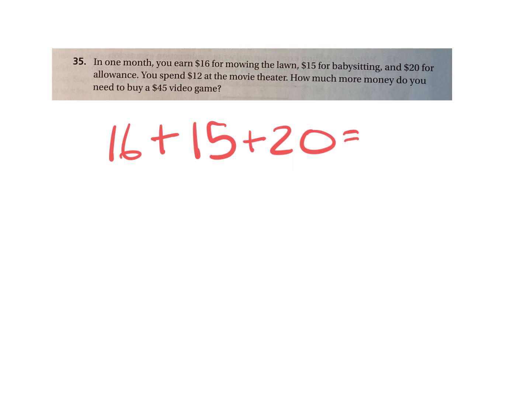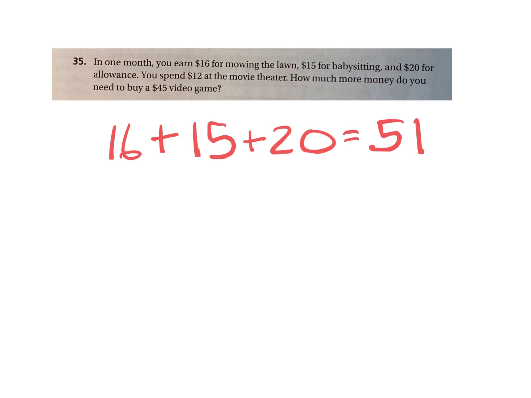Number 35 is a fun little word problem. In 1 month, you earn $16 for mowing the lawn. Okay, so I'm going to start with 16. And then I earn 15 for babysitting. So I add that to my earnings. And 20 is my allowance, so I add 20. So I'm going to get the total of that together.